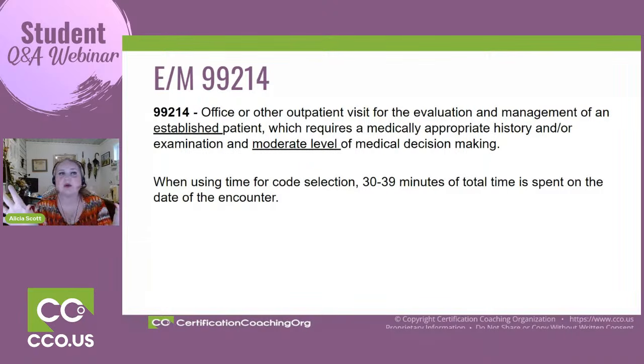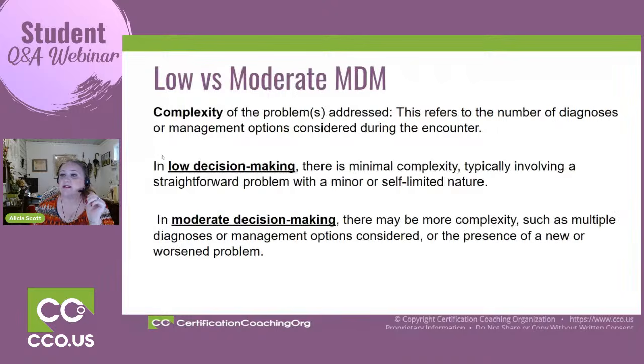Okay, that all being said, now that we know the description of a level 3 and a level 4, let's see what that entails. If we have a low versus moderate MDM, the complexity of the problem is key. Is this going to be the number of diagnoses and the management options that are considered during the encounter? Let's talk about what that means.